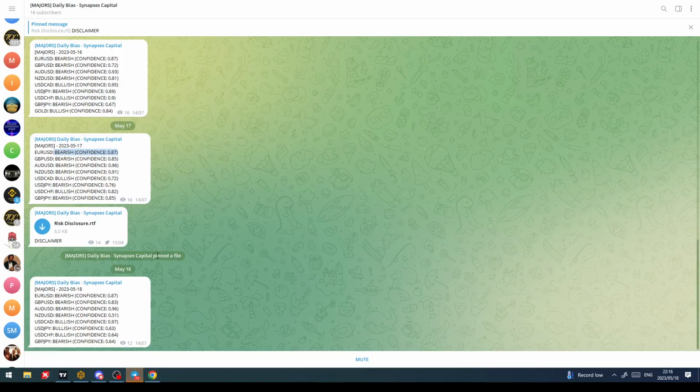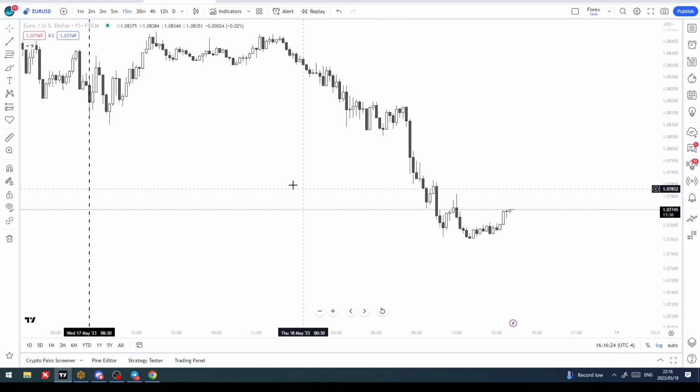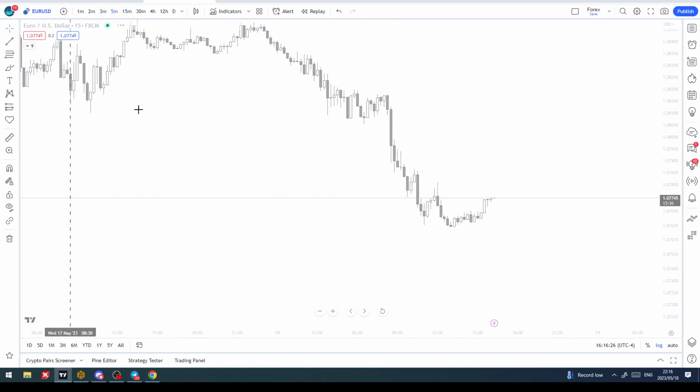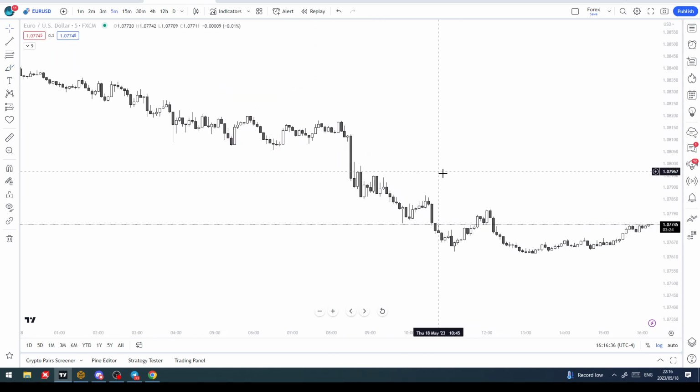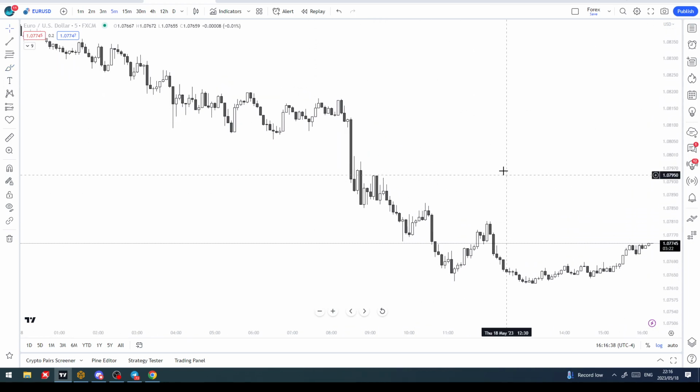So let's go on over to today's signals. Bearish confidence 87% on Euro USD. That's a good signal for me. Let's have a look here. M5, do we see anything on M5? Well, first, let's take a look at where 830 is, right here. Long candle down. Not much to work with, to be honest with you.